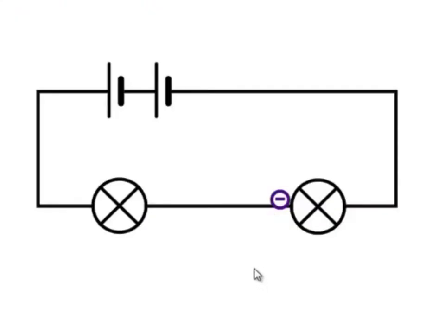Okay, what I'd like to do now is to write a conclusion for your practicals. What observations have you seen, and what conclusions can you draw from those observations? Use this clip below to help you with your conclusion.